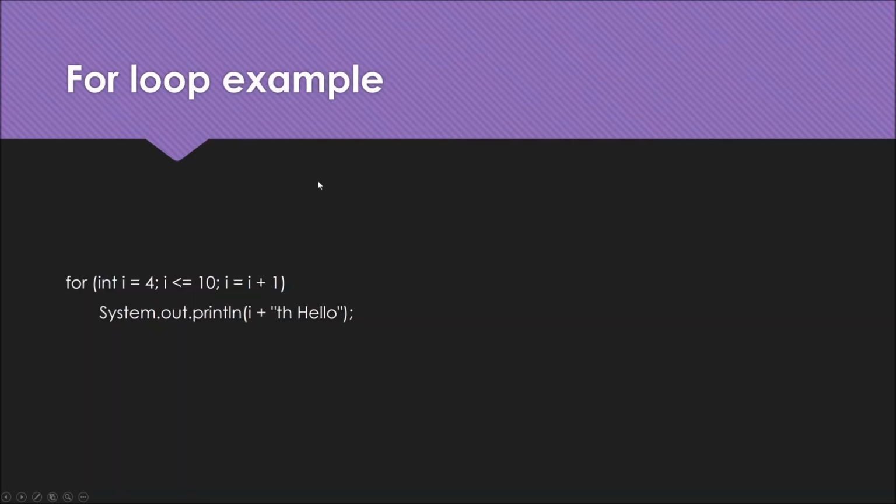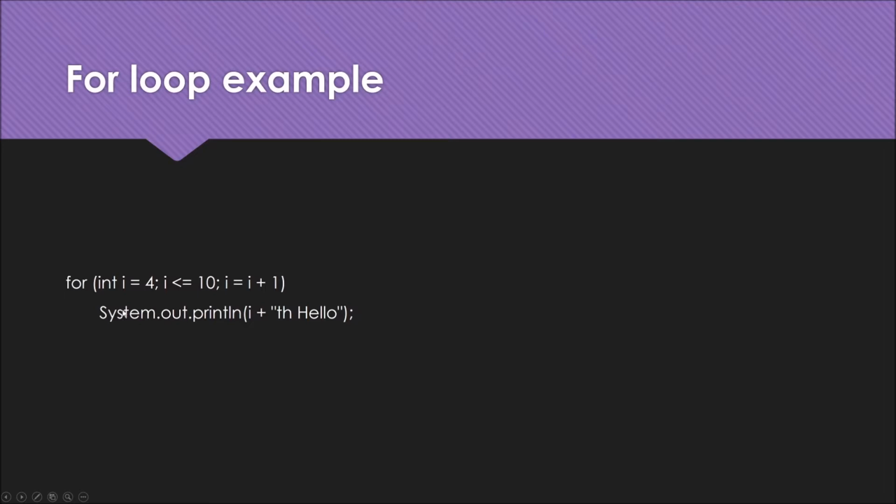So here's an example. Over here I have for int i = 4, i < 10, and i = i + 1. You can see this is the increment, and there is no semicolon at the end of this statement. Just keep that in mind. So this checks if i is less than 10, and it is starting from the value 4.